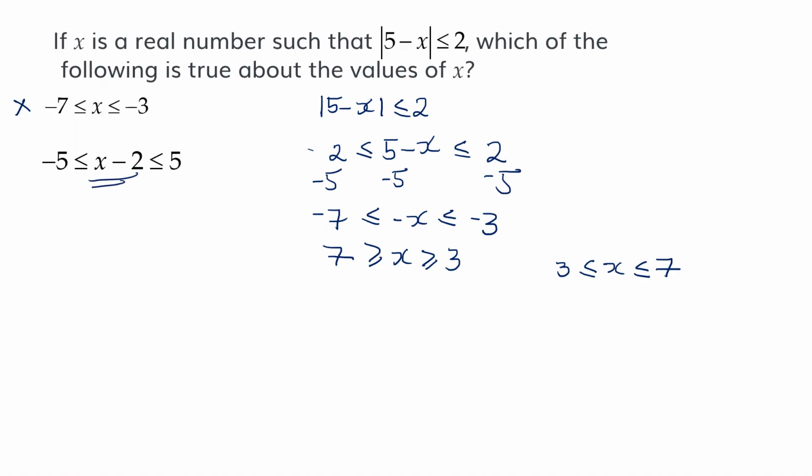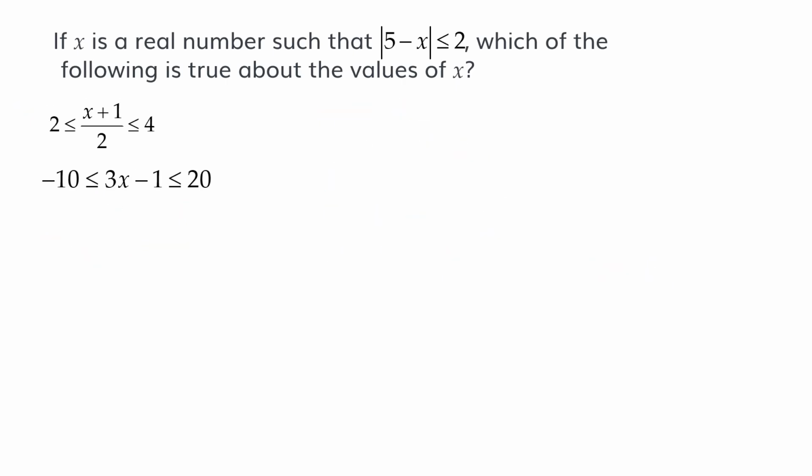In this case, we just have to add 2 to solve for x. If that's the case, we get negative 5 plus 2, which is negative 3, which is not what we want. So we proceed with the next choice.